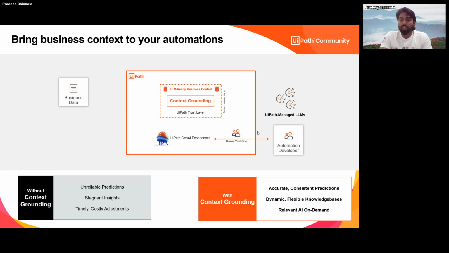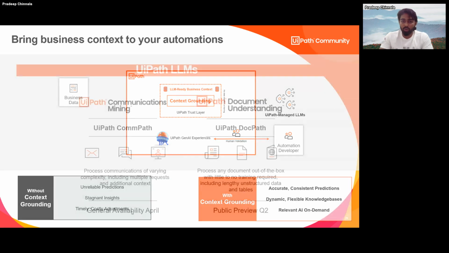If you use context grounding, what will happen? You will get accurate, consistent predictions and flexible knowledge base relevant predictions. If you are not using context grounding, you will get unreliable predictions and costly adjustments. You have to send multiple prompts, and those predictions will not give you the proper answers. These are the challenges you will face if you are not using context grounding.